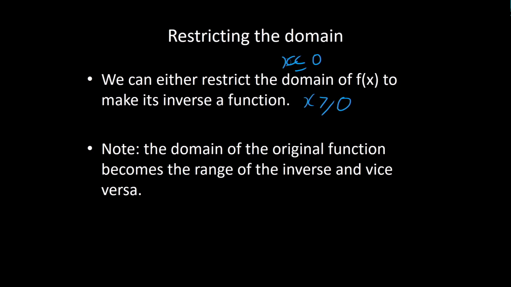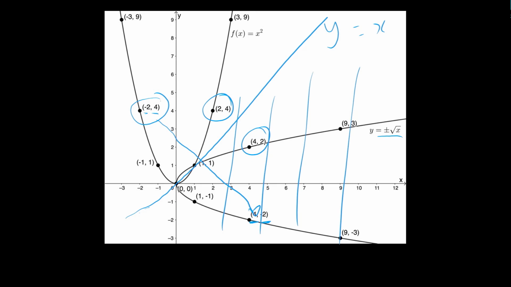The one thing that's important to note as well is that the domain of the original function becomes the range of the inverse and vice versa. So have a look at our original function f of x is equal to x squared. You will see that the range is all the y values greater than or equal to 0. So y is greater than or equal to 0 is the range of f of x. Now the domain of f inverse of x, which is the graph that's turned on its side, which is y is equal to plus or minus the square root of x, if you look at that graph, all x values are now positive. So therefore, the domain is now x is greater than or equal to 0. So you can see that the range became the domain.